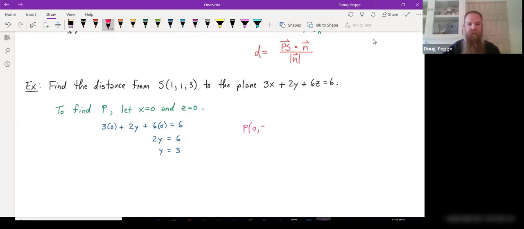Notice it doesn't matter what point we pick. We just need any point on the plane so that we could draw a line connecting it to S. We could have very well let x equal 0 and y equal 0 and found z. Or we could have let x equal 1 and y equal -3 in order to find z. It doesn't matter what you choose. You just pick something that's nice and easy. All right, so that means we need to find the vector PS.